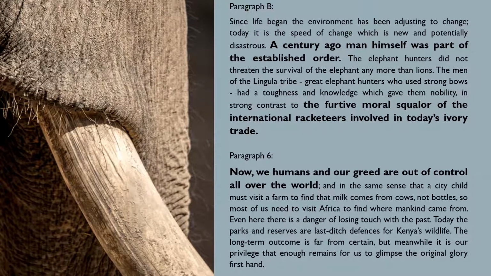Are there any links between paragraph B and paragraph 6? Yes. The "now" at the beginning of paragraph 6 is in direct contrast to the section of paragraph B that talks about the situation a century ago. There's also a lexical link between the expression "moral squalor" at the end of paragraph B and the mention of our greed at the beginning of paragraph 6.